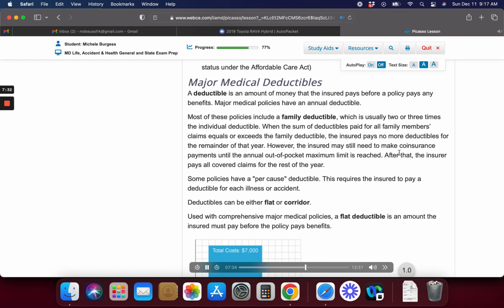Some policies have a per-cause deductible. This requires the insured to pay a deductible for each illness or accident. Deductibles can be either flat or corridor.